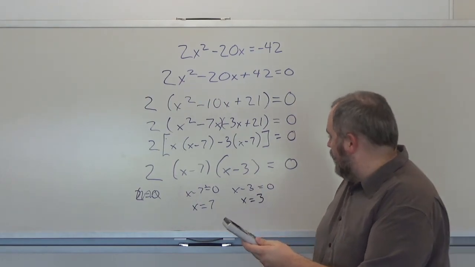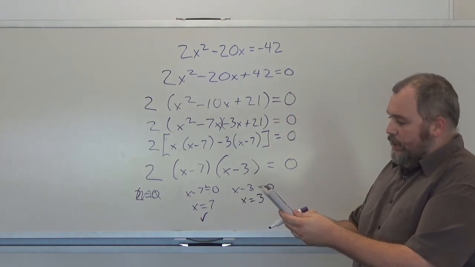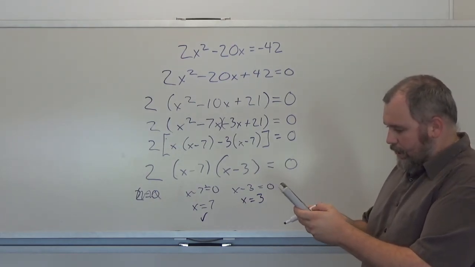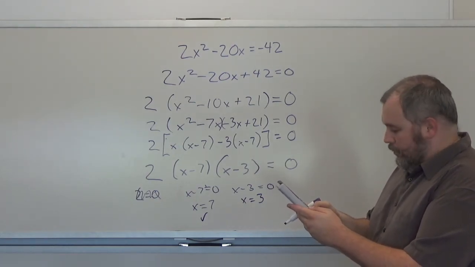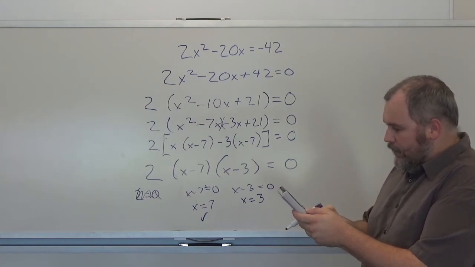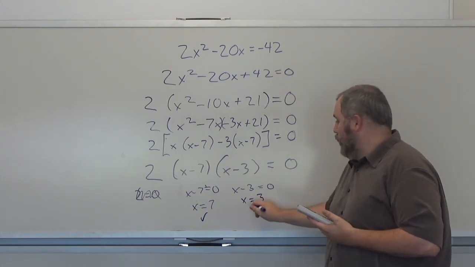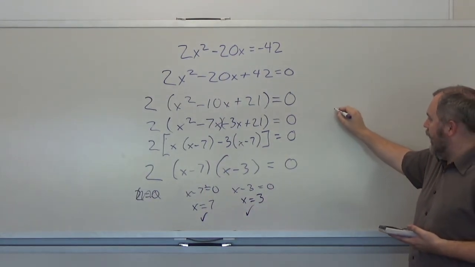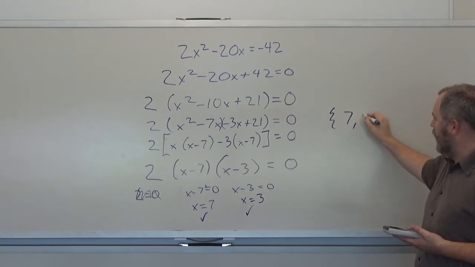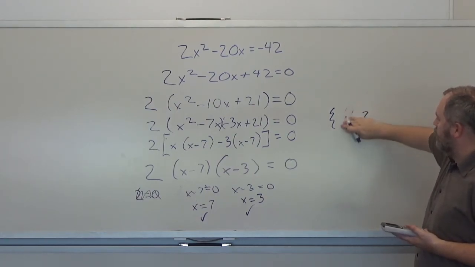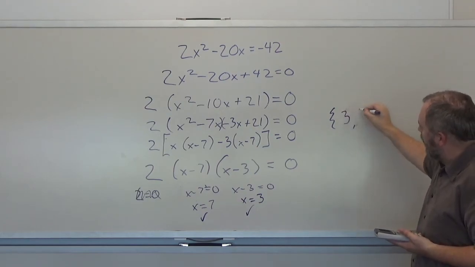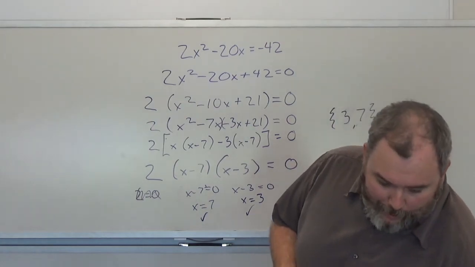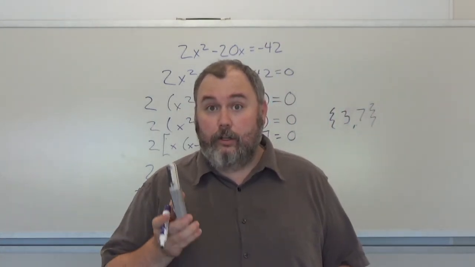So now we're going to do the next one. We're going to try 3. Since we know 7 works, we'll try 3. And we're going to say 2 times 3 squared minus 20 times 3 gives us negative 42. And it works. So our answer for this, and I'm running out of space, happens to be 7 and 3. Well, let's put it in numerical order. 3 and 7.